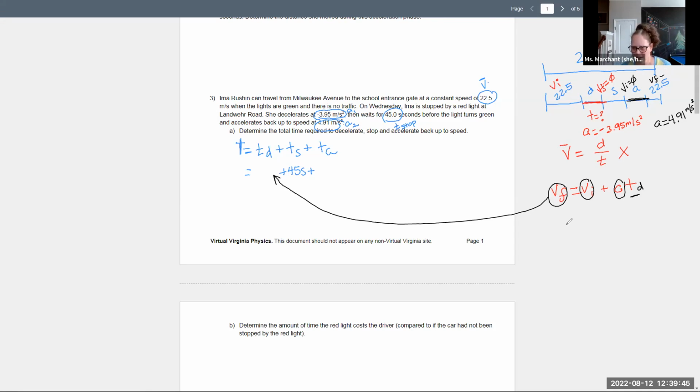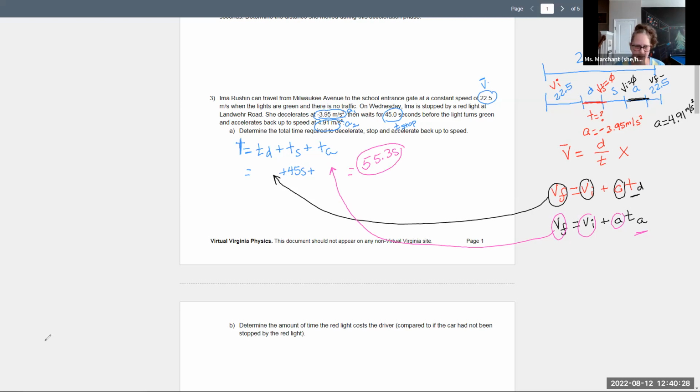So again, I know velocity final, I know my velocity initial, I know my acceleration, and I just need to solve for my time. And that is going to go into this equation. Then I'm going to add up all three of those numbers so that you have a reference point. I'm going to get 55.3 seconds is my total time stopped.